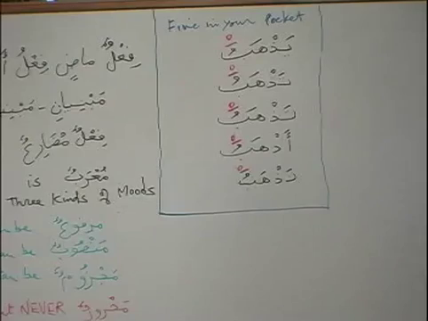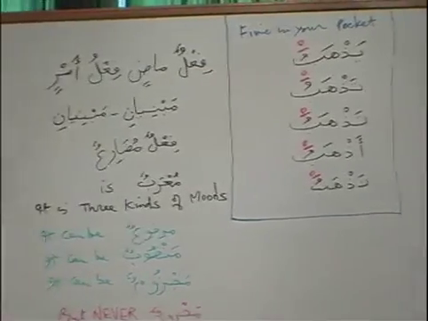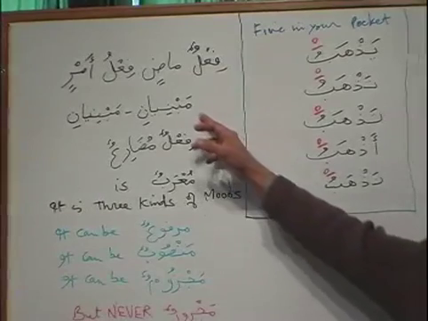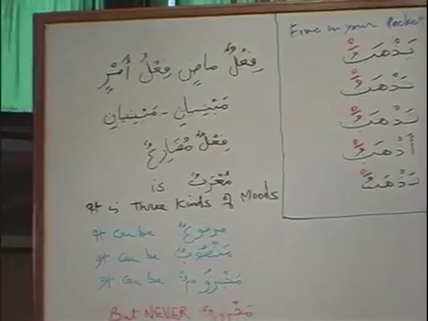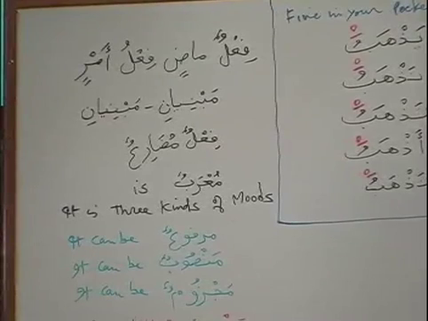Al-fi'lul mudari'u mu'rabun. What is the meaning of mu'rabun, brothers and sisters? It declines. Mu'rabun, it declines. Wal-fi'lul madi wal-fi'lul amri mabniyani. They are mabni, fixed, inshallah. Fi'lu madin, fi'lu amrin mabniyani. Fi'lun mudari'un is mu'rabun. Mu'rabun means it declines. Remember this.